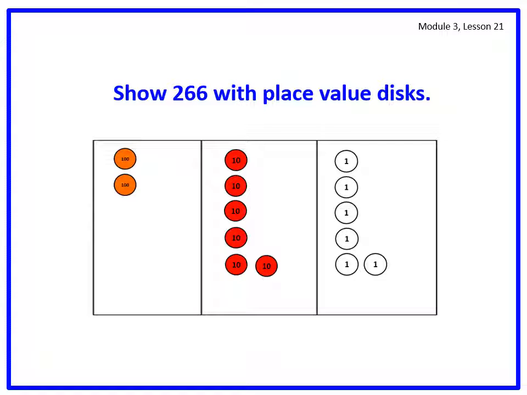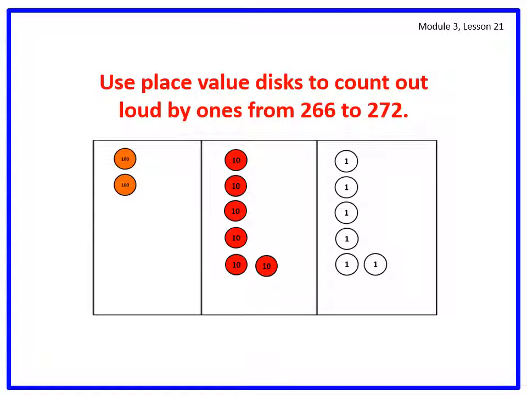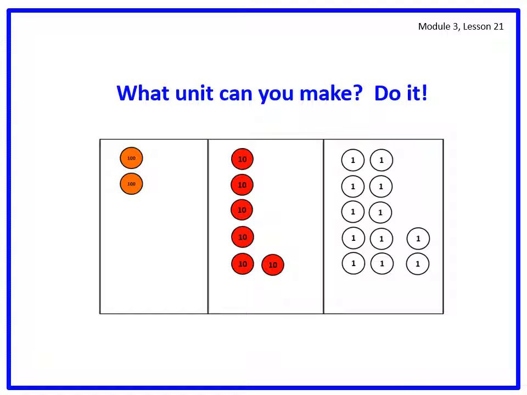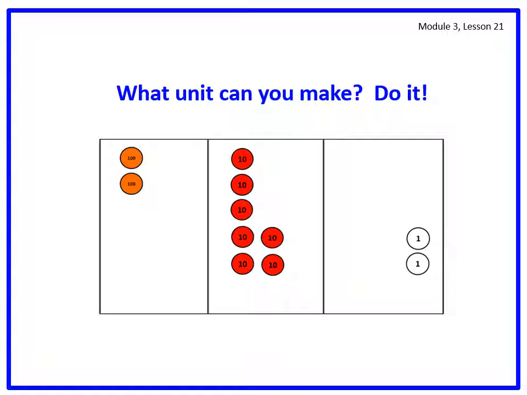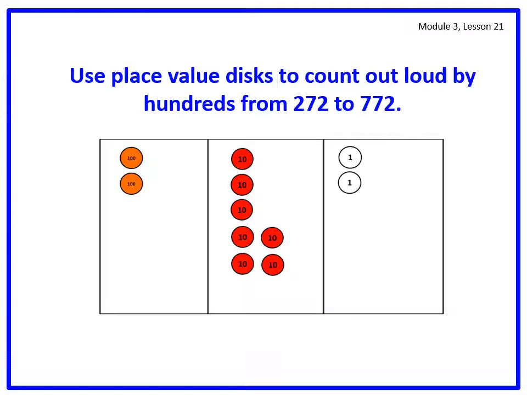This is 266 with place value discs. I'm going to count out loud by ones from 266 to 272: 267, 268, 269, 270, 271, 272. What unit can I make with 12 ones? Yes, I can make a new 10 and have 2 ones left over. Our new number is 272.